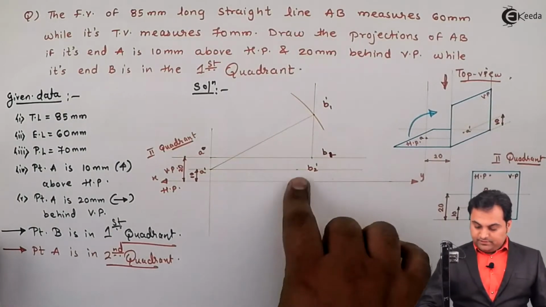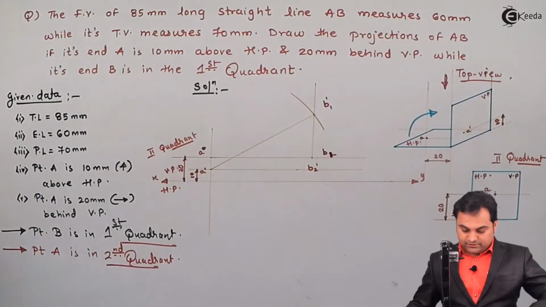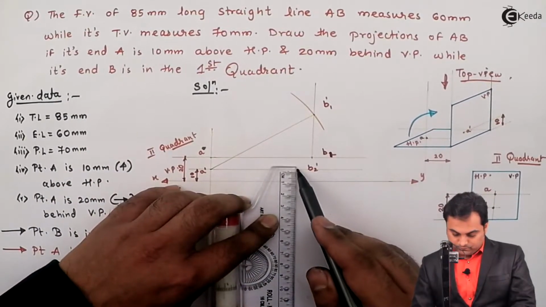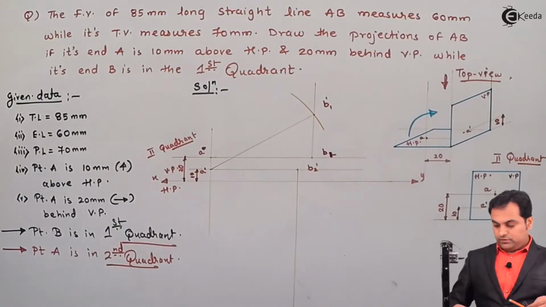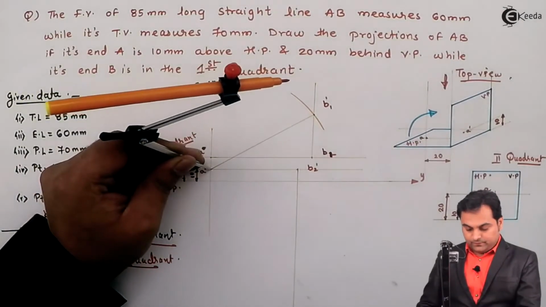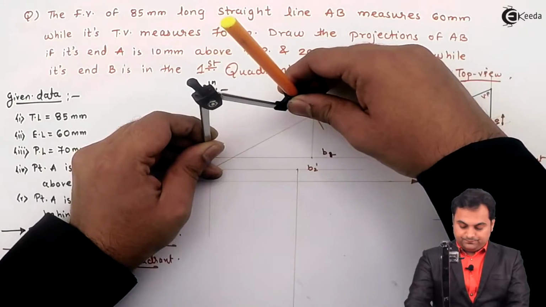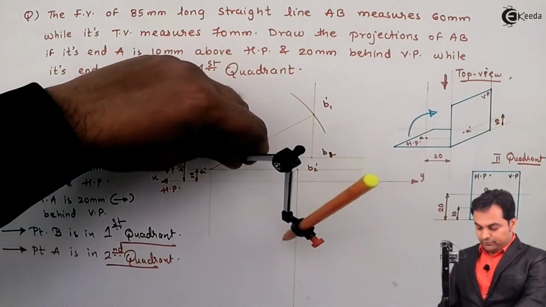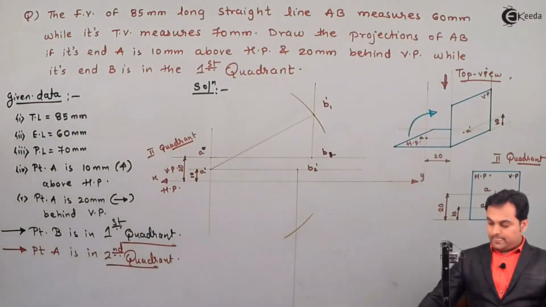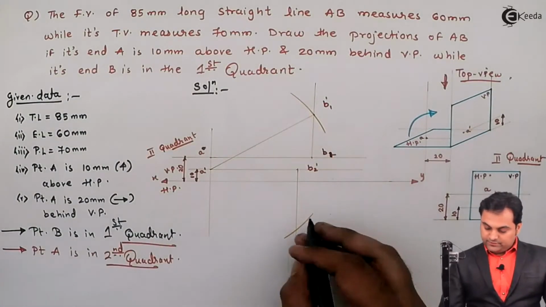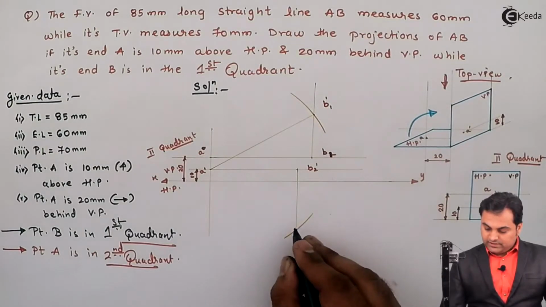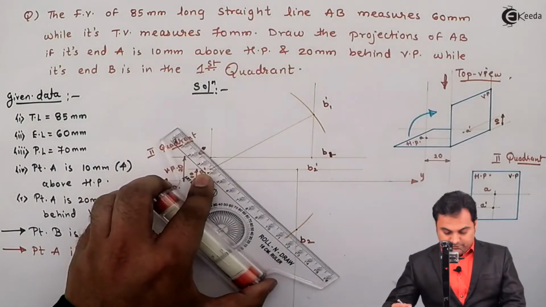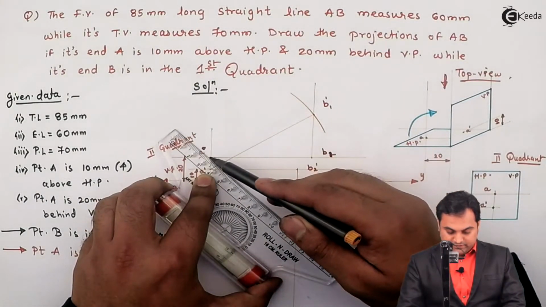So for that, similarly, I'll project B2 dash downwards, keeping the same true length because true length will remain same both in the front view and top view. Keeping it on point A, I am going to cut this line to get this point, which I'll say it is point B2. Joining A with B2 will give me the intersection.